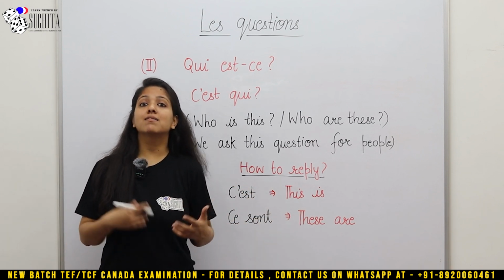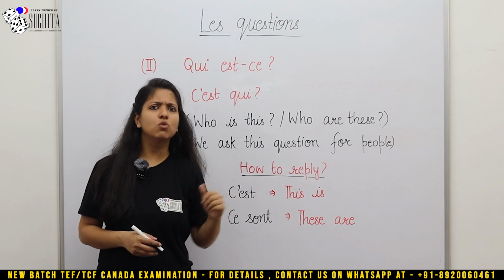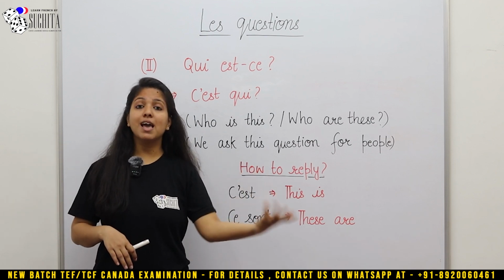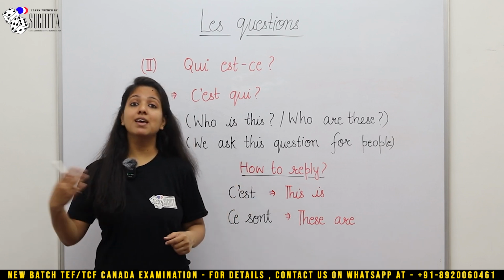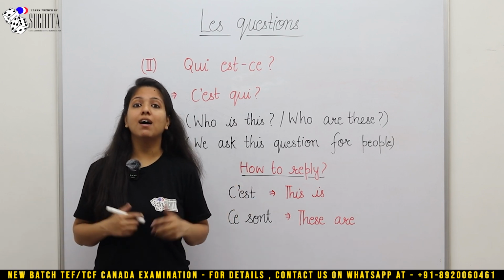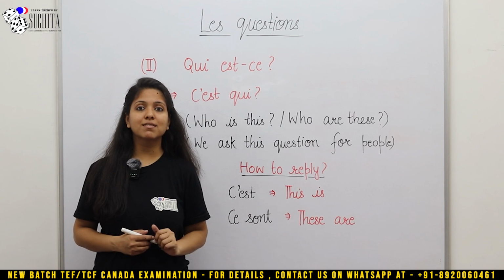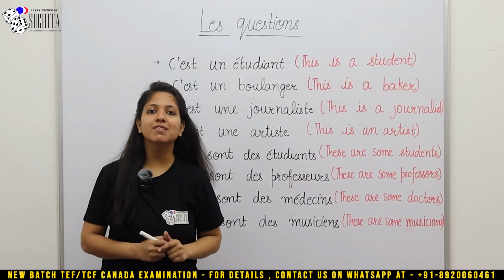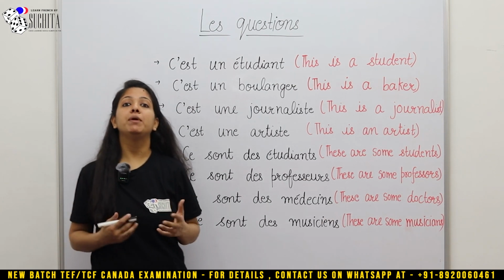Now, let's say there is a baker. So, you will say, qui est-ce? Who is this? And the answer would be, this is a baker. Qui est-ce? Who is this? You can say, c'est un artiste. This is an artist. So, qui est-ce? C'est qui? Okay, now I have written a few examples in front of you for people.